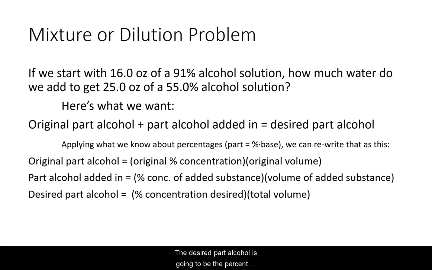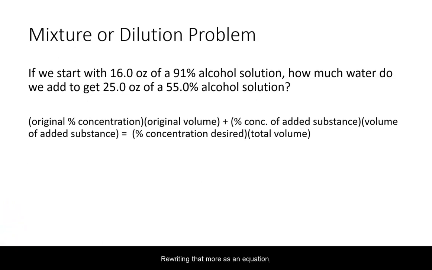The desired part alcohol is going to be the percent concentration of the desired mixture, so 55% converted to a decimal is 0.55, times the total volume of the mixture, which we don't actually know. We're hoping it's going to be at least 25, but we don't know that for sure.